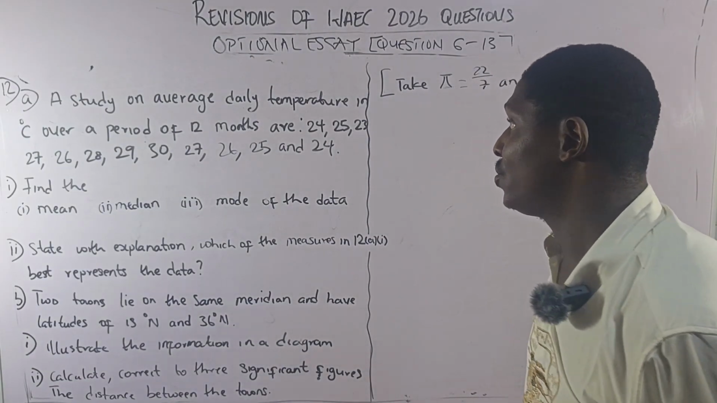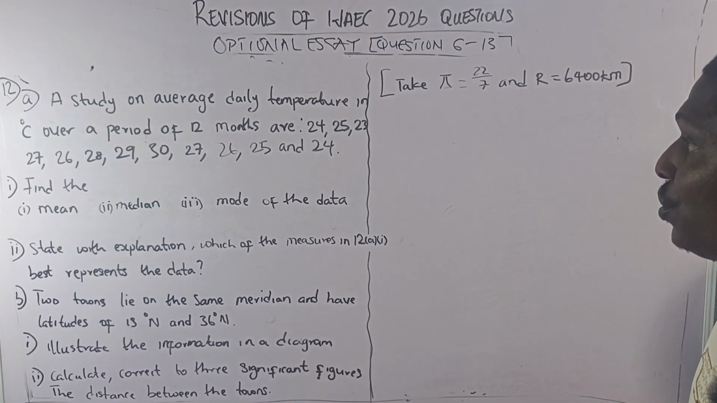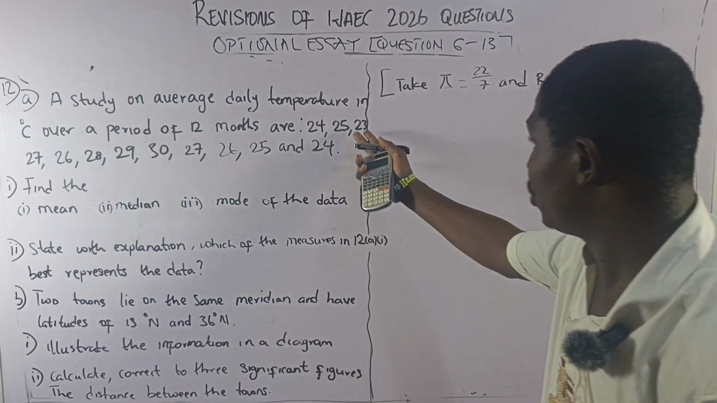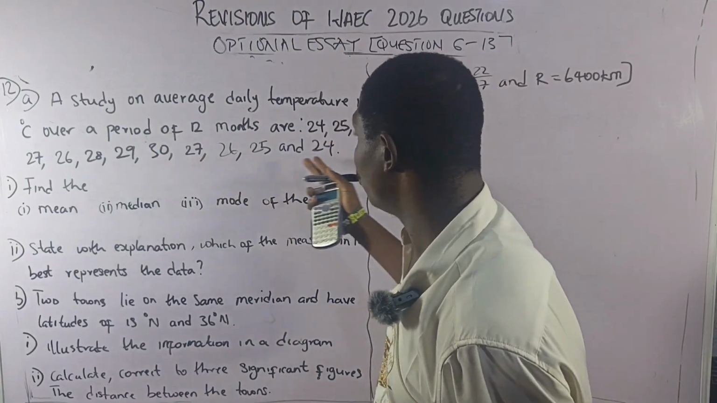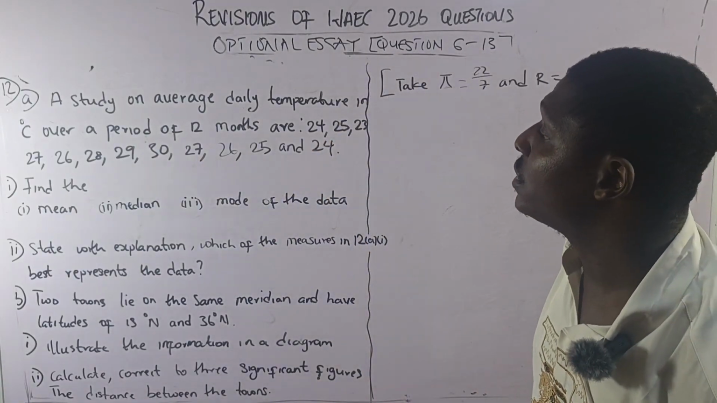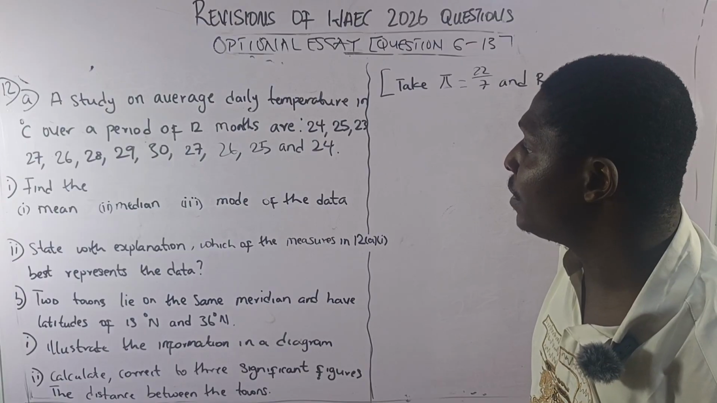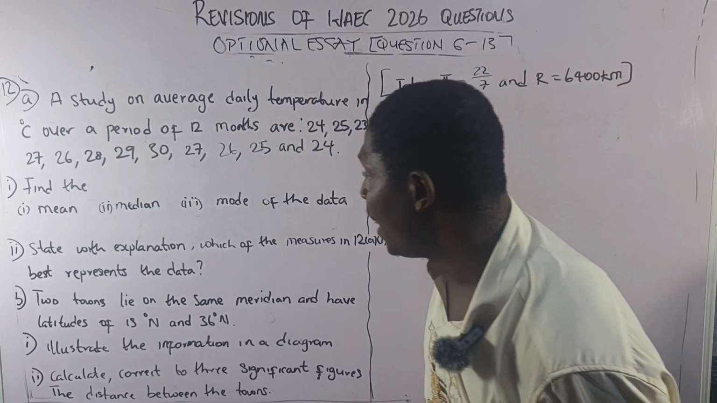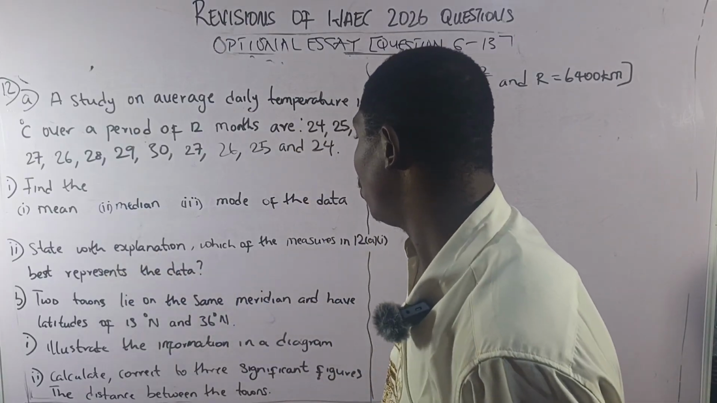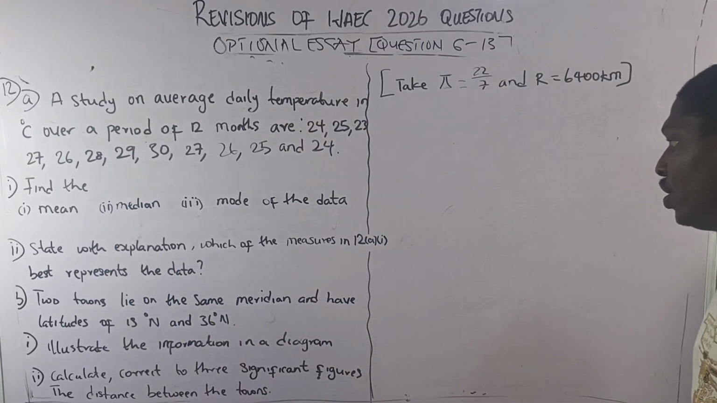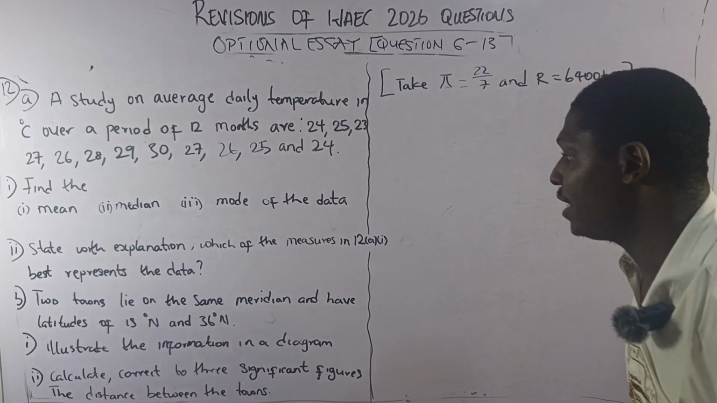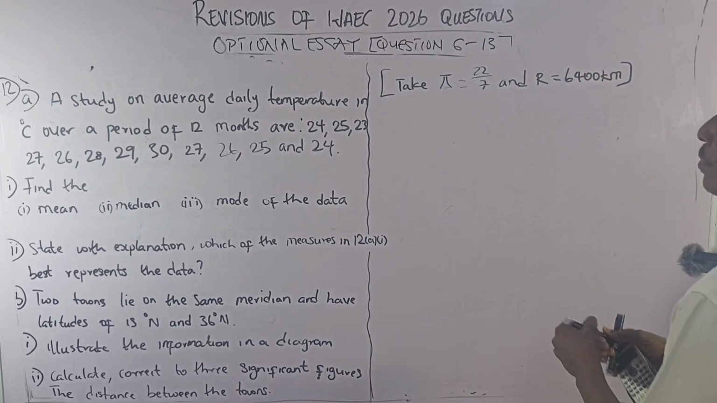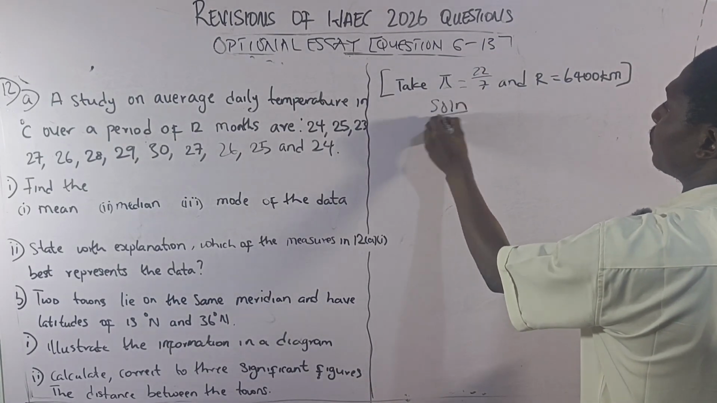Question 12 says a study on average daily temperature in degrees centigrade over a period of 12 months is as shown below: 24 down to 24 again. It says find the mean, median, and the mode of the data. Then state with explanation which of the measures in 12a best represents the data. Now, let's start with our calculation for mean. Solution.